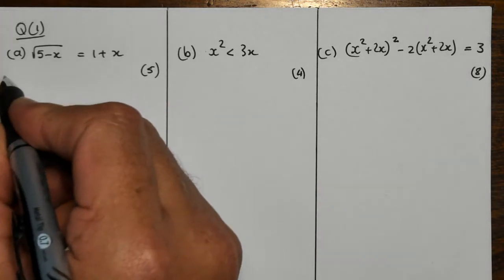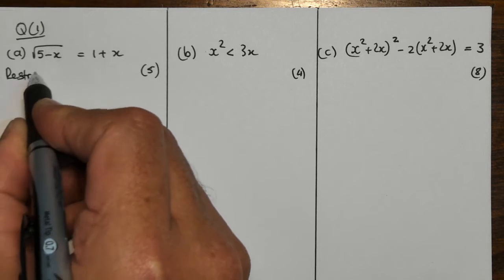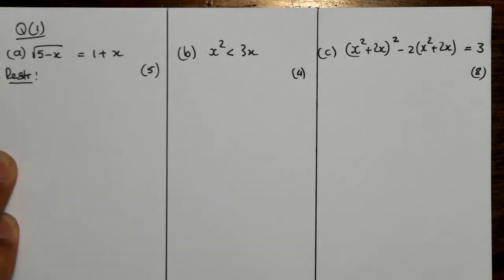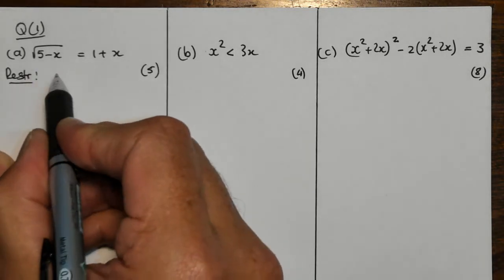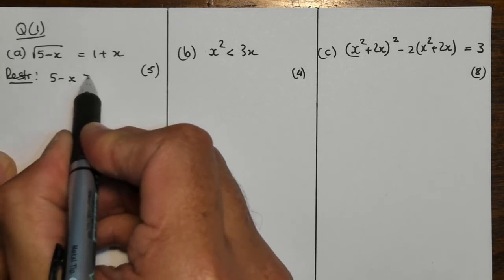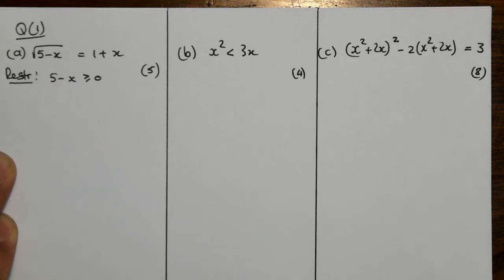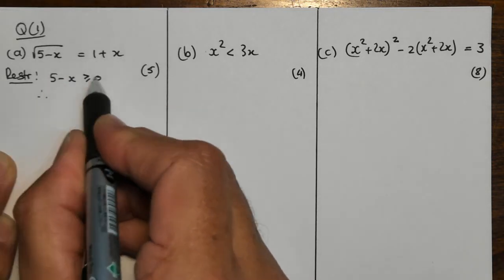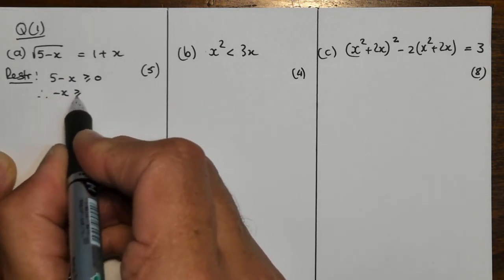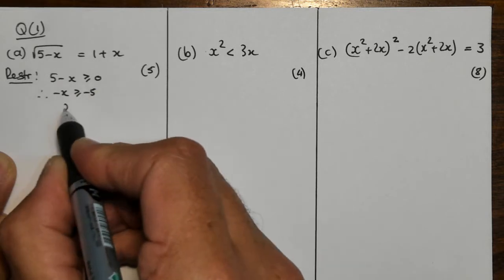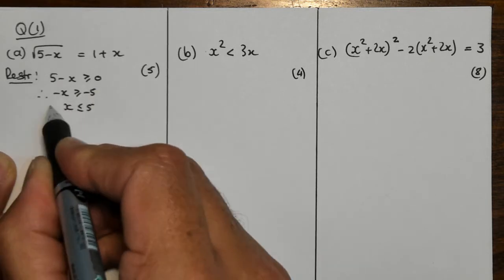Let's see. Here, I'm going to start with my restriction. Please remember, whatever is underneath the root has to be bigger than or equal to naught, else this equation is problematic. So if we throw the x over, minus x is bigger than or equal to minus 5, and finally x is less than or equal to 5.